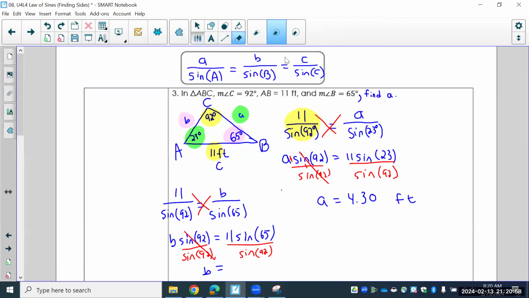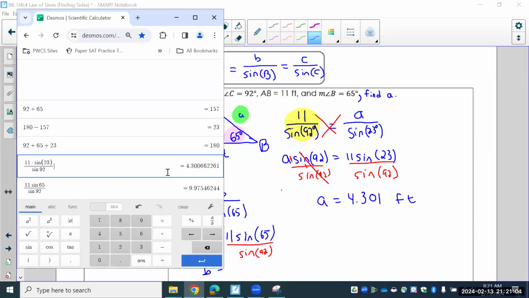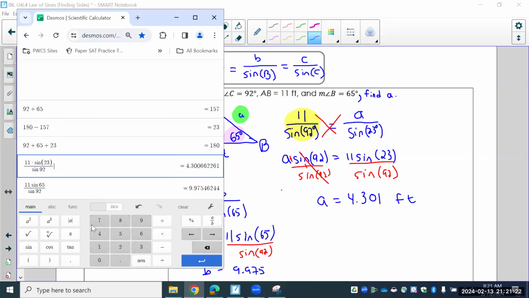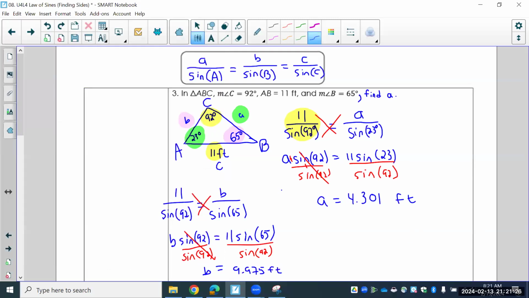So be careful, things like that. It's interesting how, especially if you're thinking about other things or talking like I am while I'm writing, you can make little boo-boos. So just be careful. I made a little typo there. I double checked it. The reason I was able to check it is, if you notice, not much changes. So this one came out to 9.975. And since we're looking at a side, this would be feet.